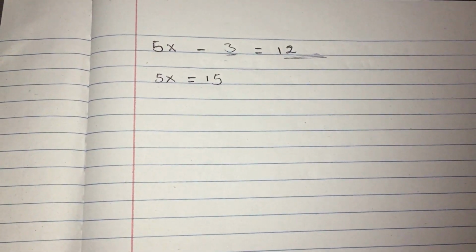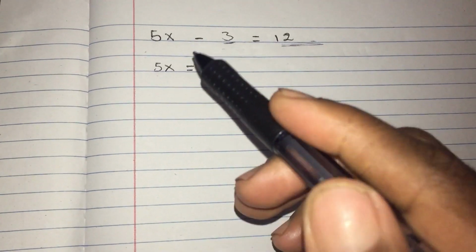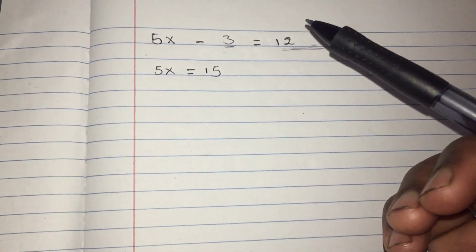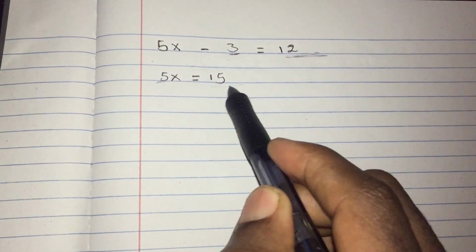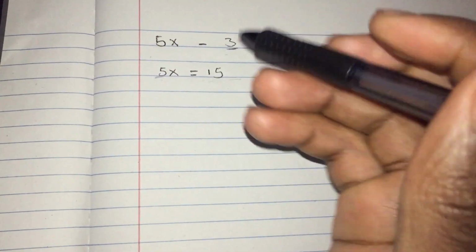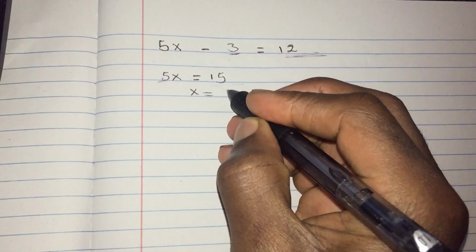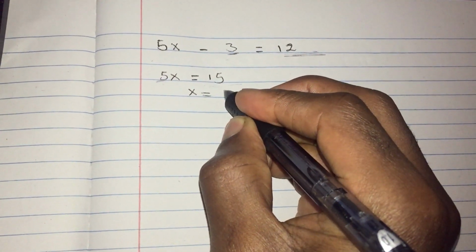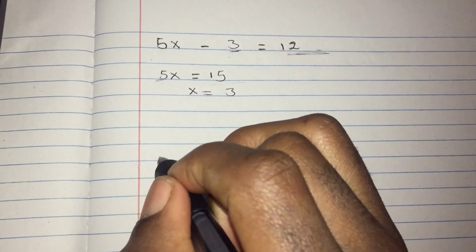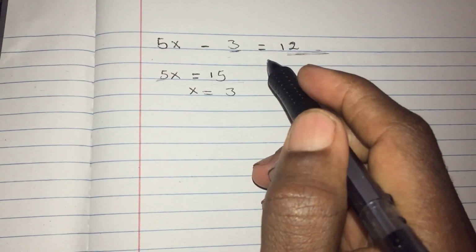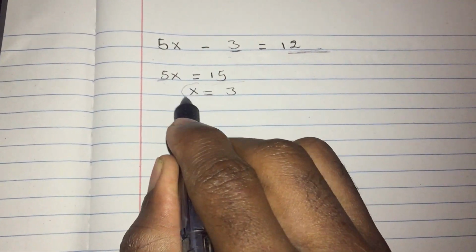All right. Now divide both sides by 5. It's going to give us x equals 3. So the solution to this equation is x equals 3.